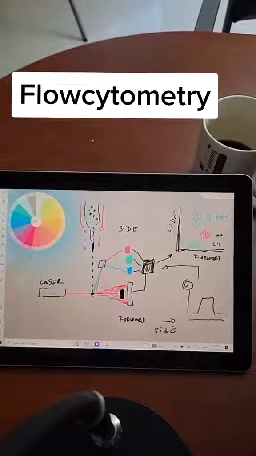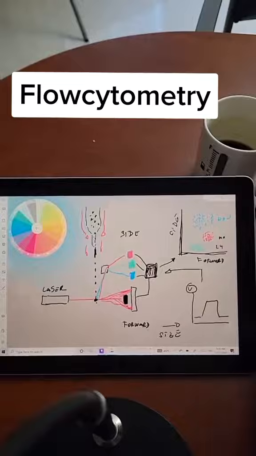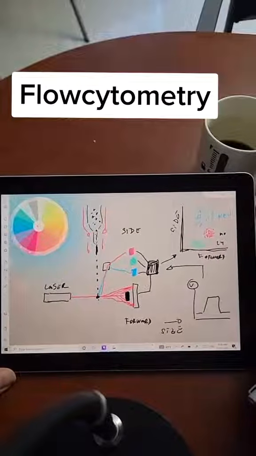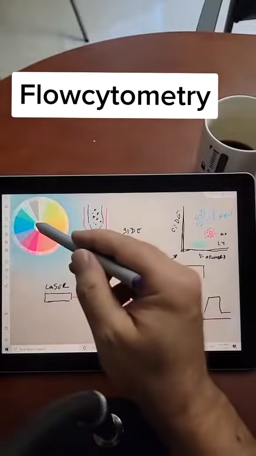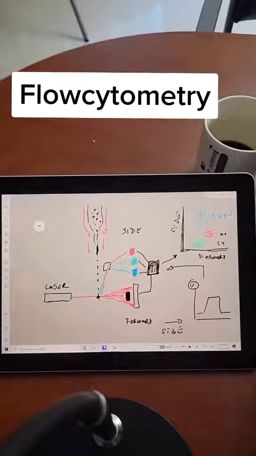So this is going to be a slightly more complicated video, so pardon my drawing, it's really horrible, but let's first talk about flow cytometry. First of all, what is flow cytometry, right?